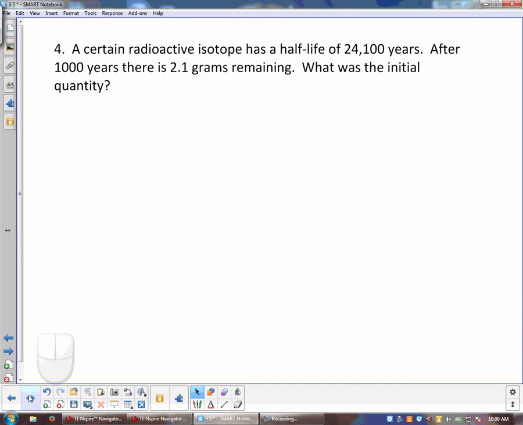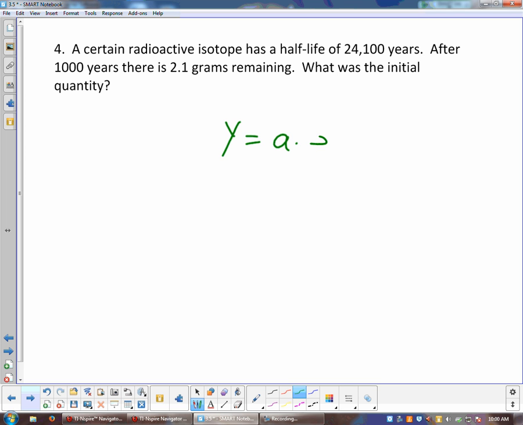A certain radioactive isotope has a half-life of 24,100 years. After 1,000 years, there's 2.1 grams remaining. What was the initial quantity? So in this case, you're not given the initial quantity. So let's just write down our model.